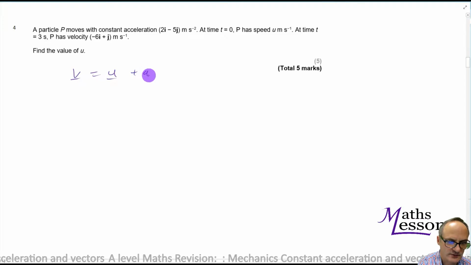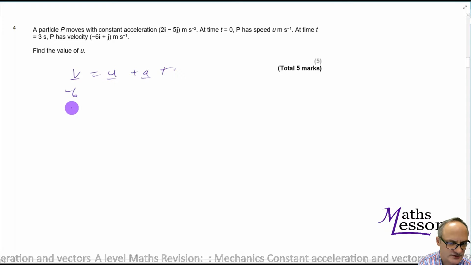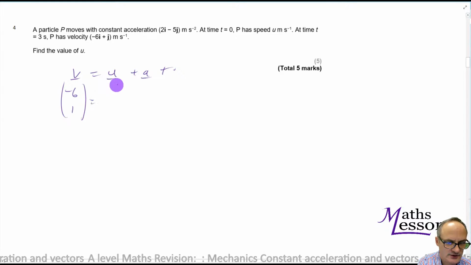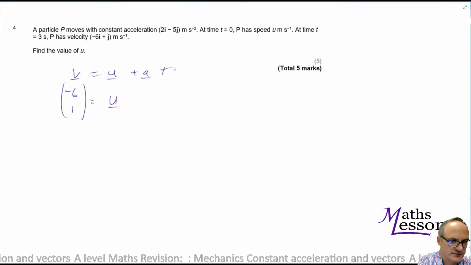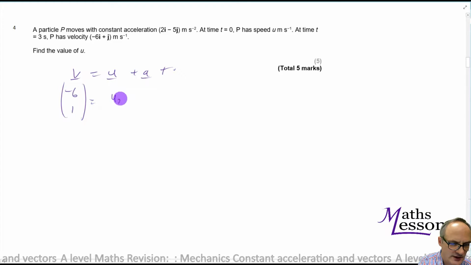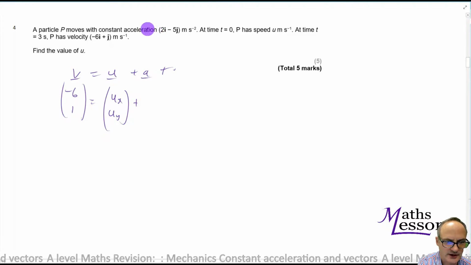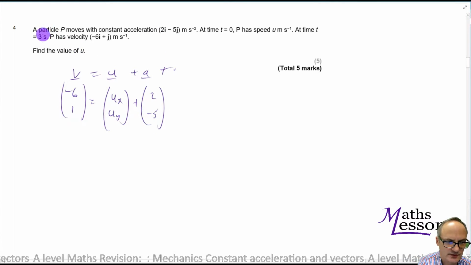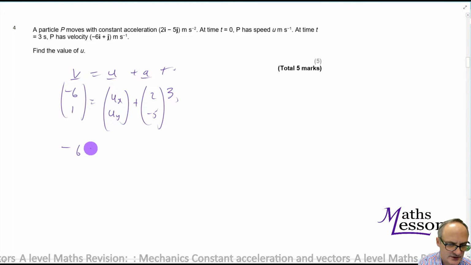There's a lot of ways to do this question. So we've got v is (6, 1). We don't know u, so we could just put u. Actually, I'm going to split this up into two components to make it easier. I'm going to go ux and uy, plus a is (2, -5), and we're going to times this by 3 because t is equal to 3.